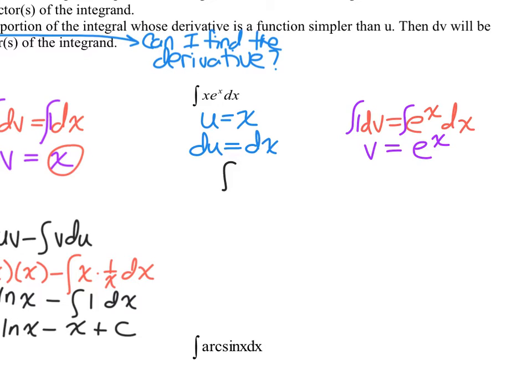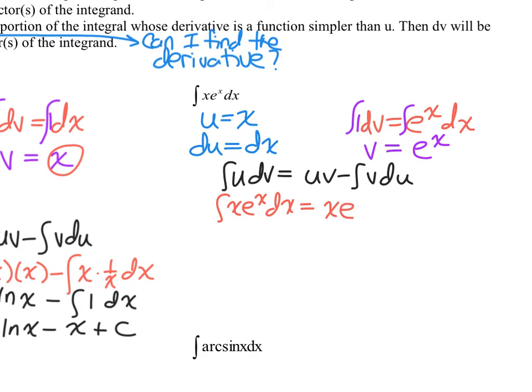So our rule tells us that the integral of x e to the x dx, well, actually, that's a little ahead of myself here. The integral of u dv is equal to uv minus the integral of v du. Then in the next step, I can put the particulars in. So uv is x e to the x, minus the integral of e to the x dx. Just direct substitution all across the board.